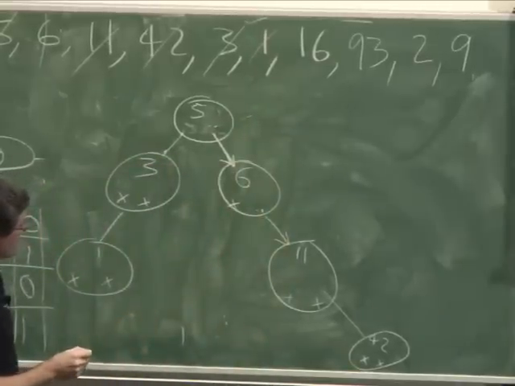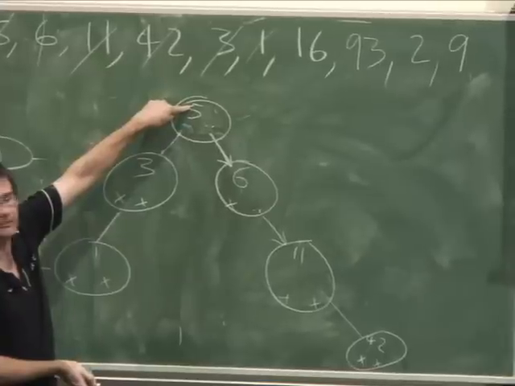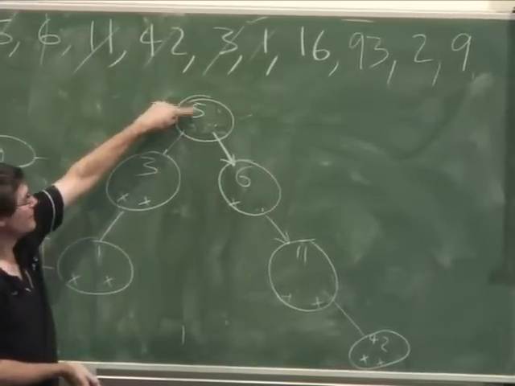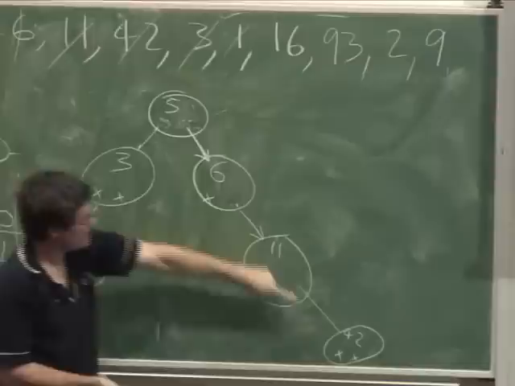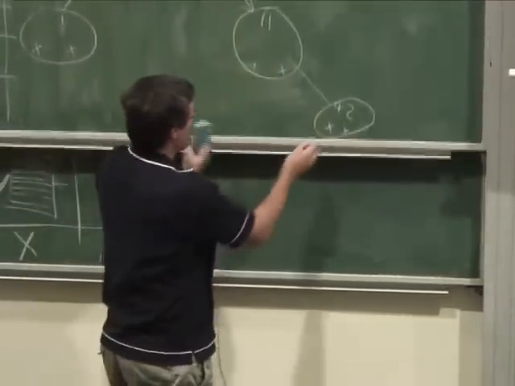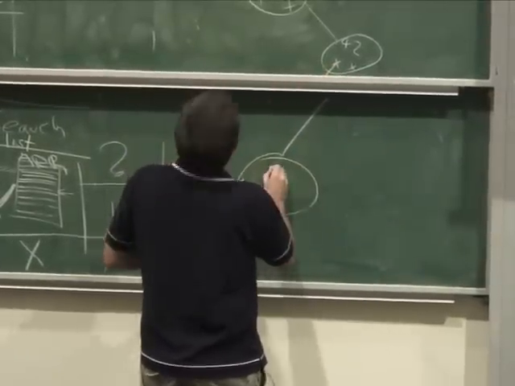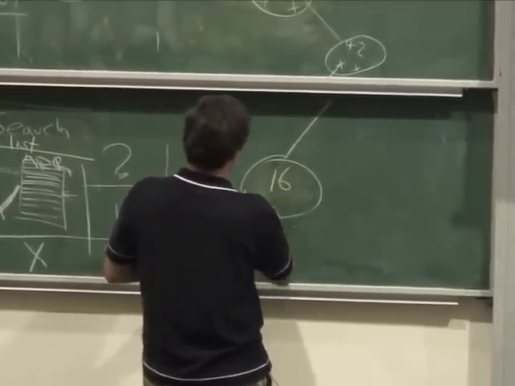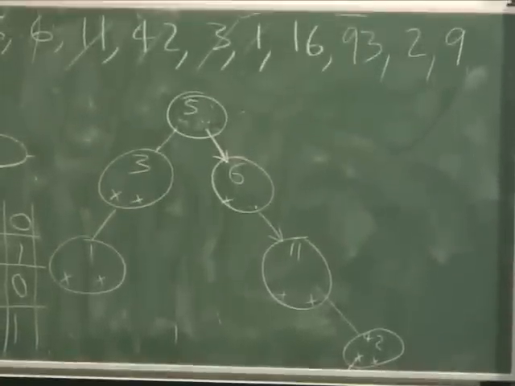Okay, where does 16 go? Well, let's start at number 5. Is 16 bigger or smaller than 5? So which way do I go down? Bigger or smaller than 6? Bigger or smaller than 11? Bigger or smaller than 42? Smaller. Oh. This is a bit of a fragile data structure now.